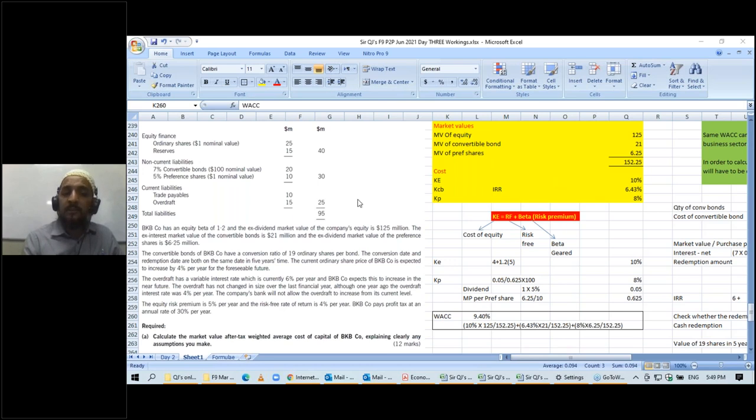Said Amir, see, 6.25 is the market value of all the preference shares. And in the balance sheet, the preference shares are appearing at 10 million. And over there it is written that the face value of a preference share is $1, right? So that's why I've divided it by 10 million, because there will be 10 million preference shares. Their face value is $1. So the 6.25 million total market value divided by 10 million gives me the market price.